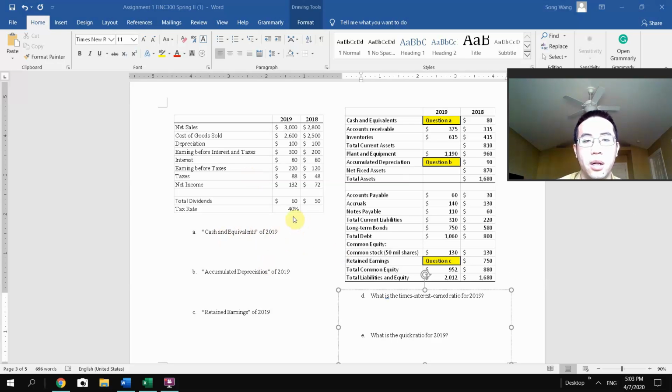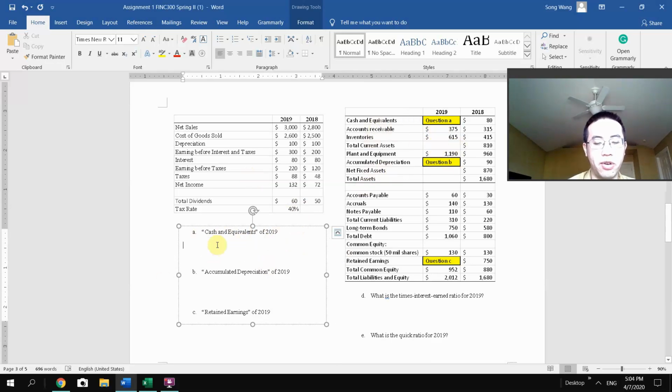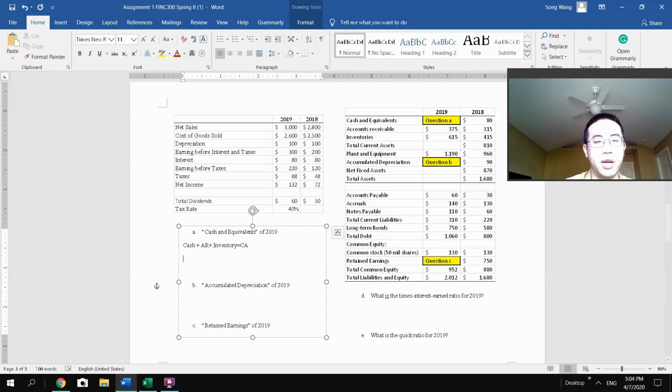Some of you were confused that in question A, you're not able to solve for cash and equivalents because the total current assets was not given. However, the missing total current assets should not pose a challenge to you. I know where that comes from. Cash plus inventory plus account receivable equals current assets. But there's another way to solve for the cash in the year of 2019.